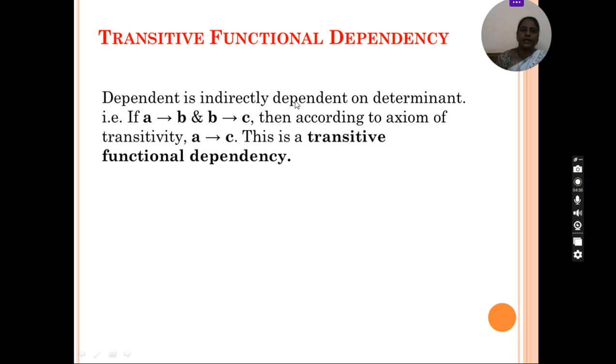Transitive functional dependency is when the dependent is indirectly dependent on the determinant. That is, A determines B and B determines C. Then according to the transitivity rule, A can determine C, which is called a transitive functional dependency.